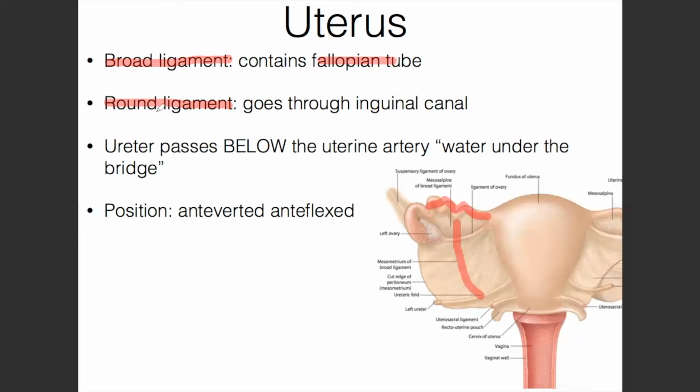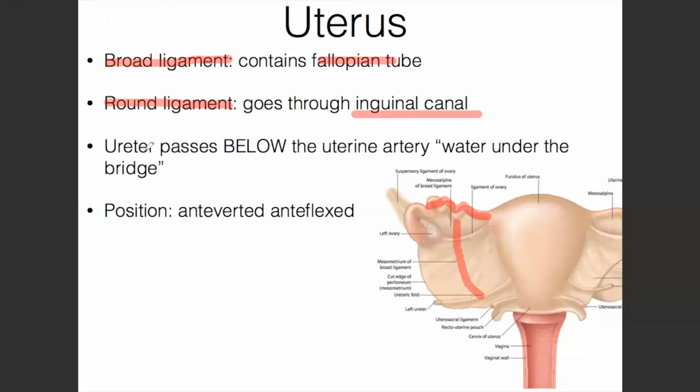Then there's the round ligament. One reason why the round ligament is very important is that it is one of the structures that goes through the inguinal canal in females. So you should know that the round ligament of the uterus passes through the inguinal canal. So the two most important ligaments are the broad ligament and the round ligament.